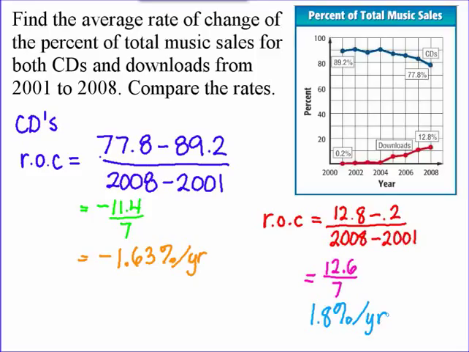So if you notice, it averages an increase of 1.8% per year on the downloads, and with respect to the CDs, they average a loss of about 1.6% per year. Questions?